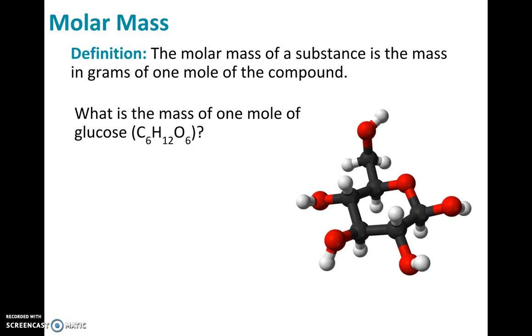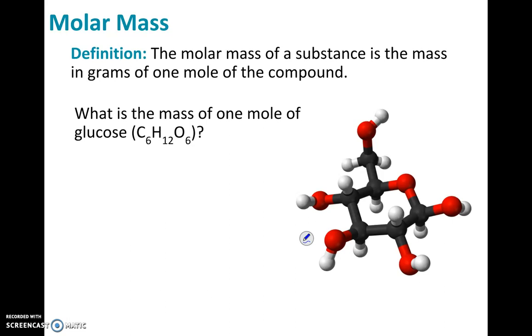So molar mass is the mass in grams of 1 mole of the compound. So if you have 1 mole of a substance, the mass of that mole is the molar mass. So we could look at something like glucose, for example, which is a really important molecule in the world of biology. And we could calculate its molar mass by simply adding up the mass of each of the elements involved.